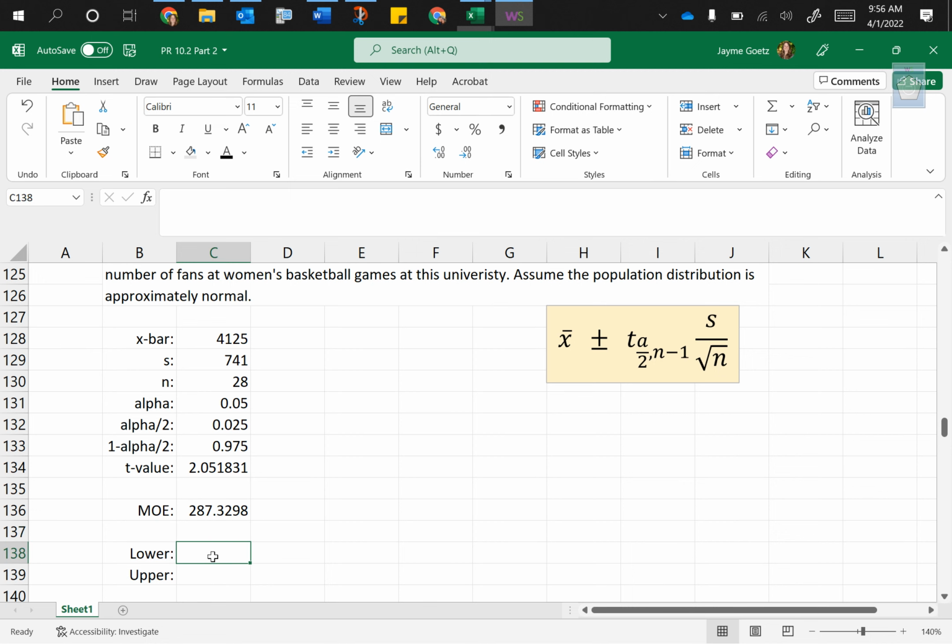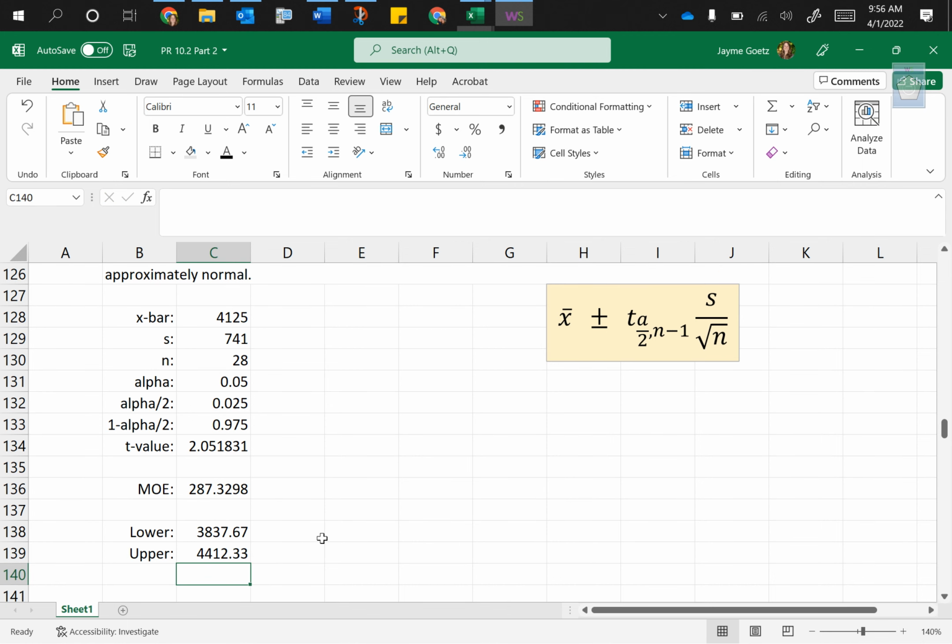Then we need to add it and subtract it to my x bar to get my lower and upper. So my x bar minus my margin of error and my x bar plus my margin of error. Okay, so my lower is 3837 and my upper is 4412. But we got to talk about what this means.